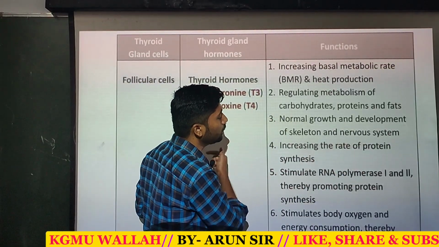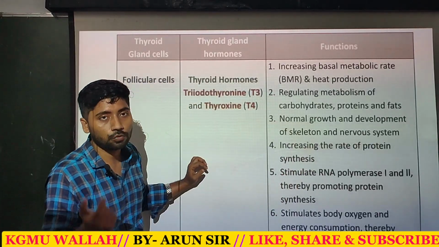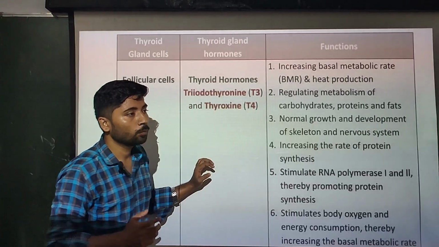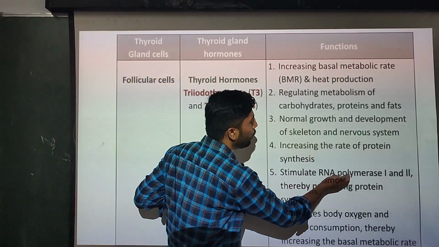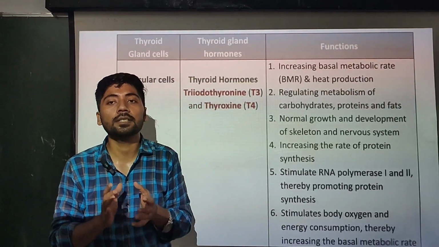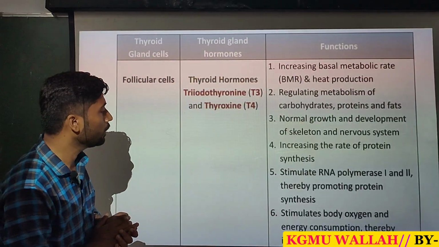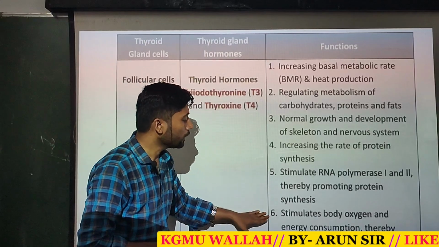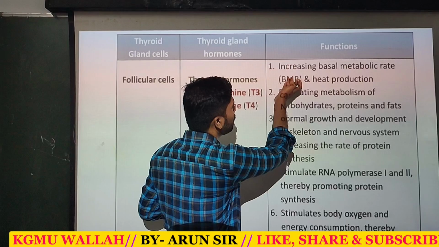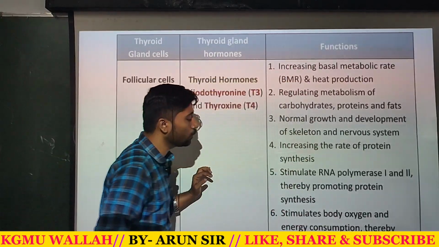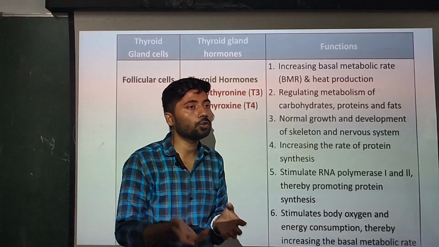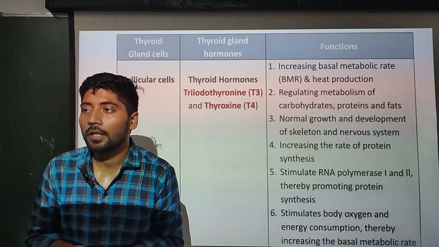And fifth point, that is stimulate the RNA polymerase first and second, thereby promoting the protein synthesis. Means if they stimulate RNA polymerase first and second, then they are promoting what? Protein synthesis. And I think the last point, function of T3 and T4, that is stimulate the body oxygen. Why is BMR increasing? The main rationale here is stimulating the body oxygen and energy consumption which you take from the food in your diet.